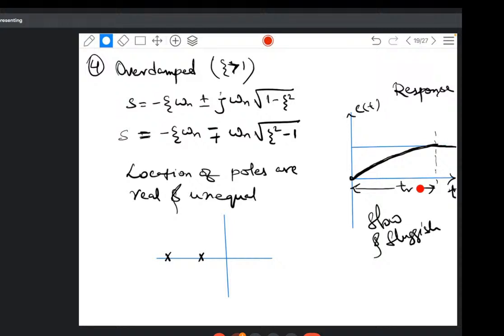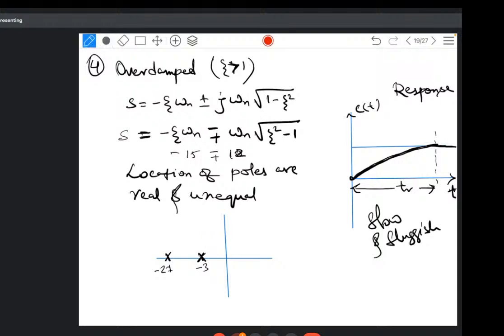So here if you see, the location of the poles are real only, because it will come something like this: minus 15, and this I assumed 10, so say this part comes 12. So minus 15 minus 12 is minus 27, and minus 15 plus 12 is minus 3. So all the parts are coming negative only. So one pole is say minus 3 and one pole is say minus 27. So the poles are real, negative, but unequal.